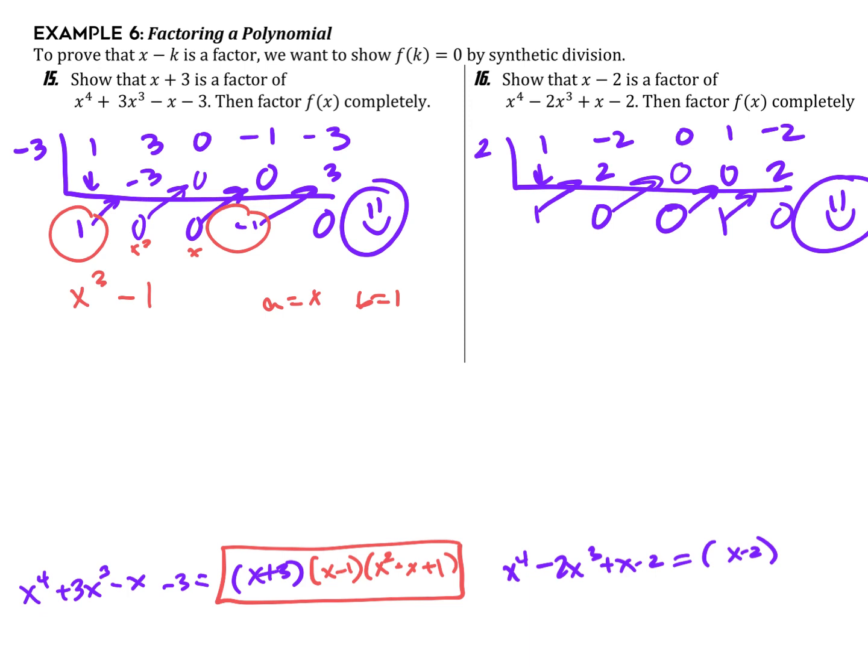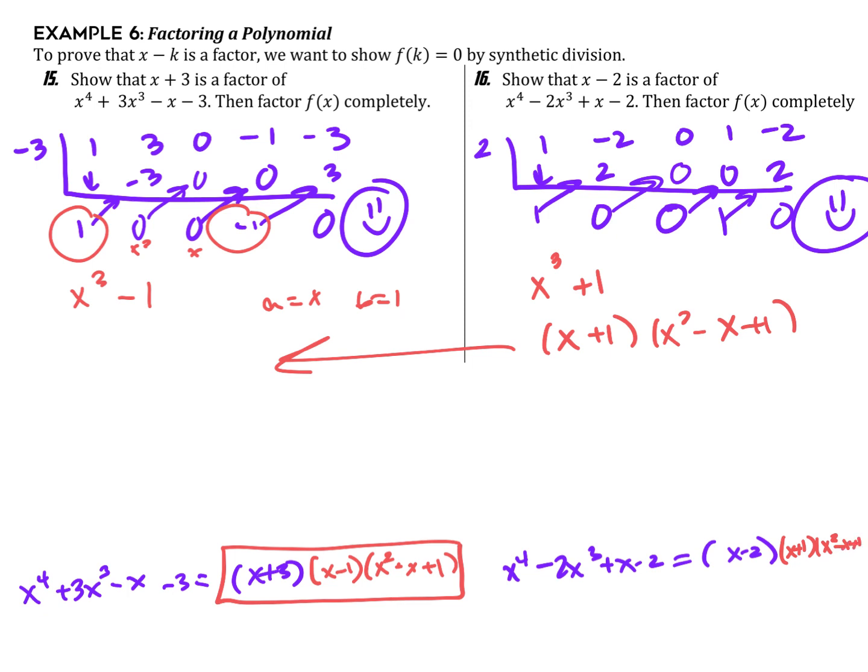So go ahead and pause the video and try and finish 16 off on your own, and then unpause the video and see how you did. All right, so this should simplify to be x cubed plus 1, which is going to factor really similarly to over here: x plus 1 times x squared minus x plus 1. And that is factoring completely.